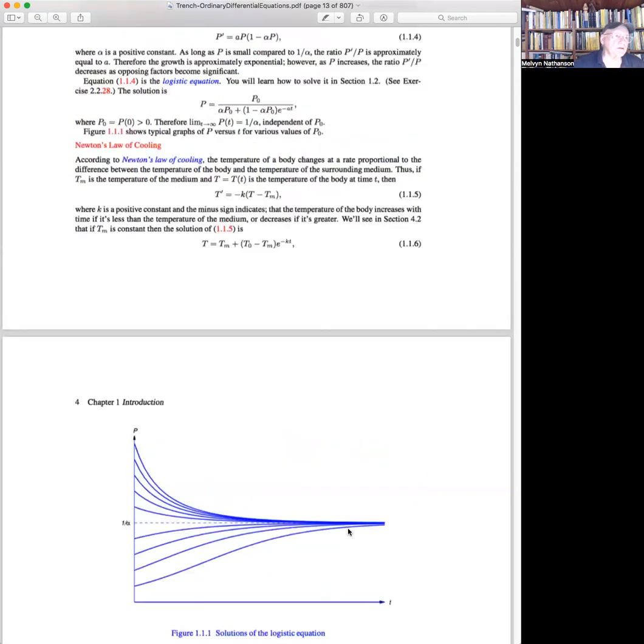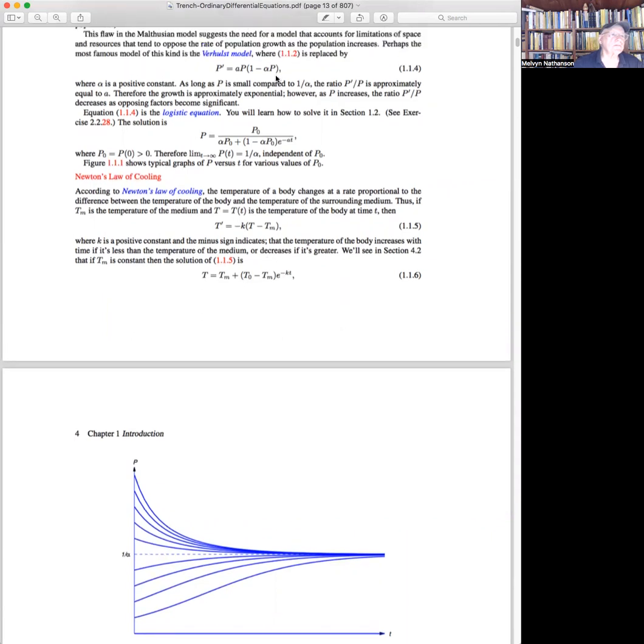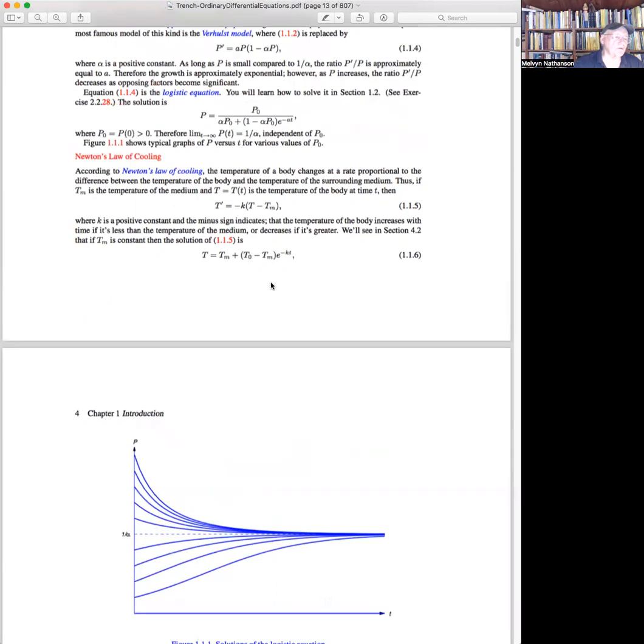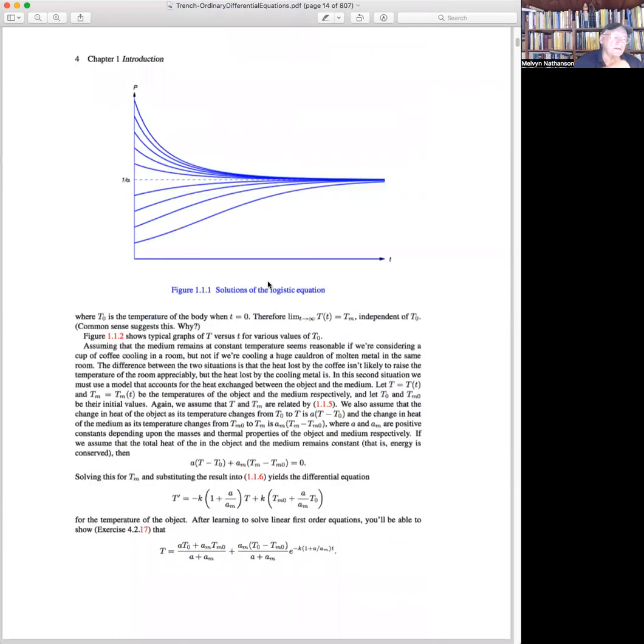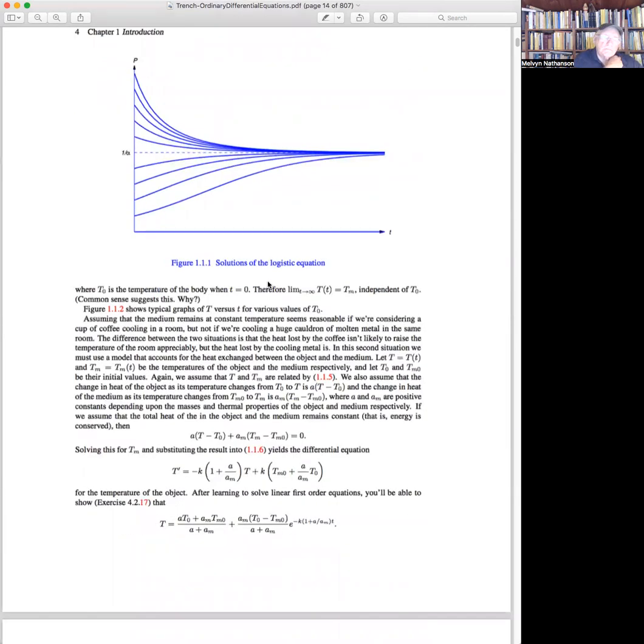This equation, this differential equation, is called the logistic equation, this guy. And it's a fundamental equation in math and science, economics, medicine, comes up everywhere.